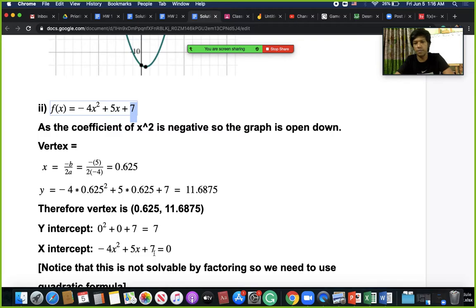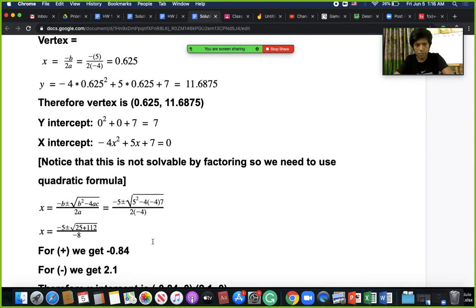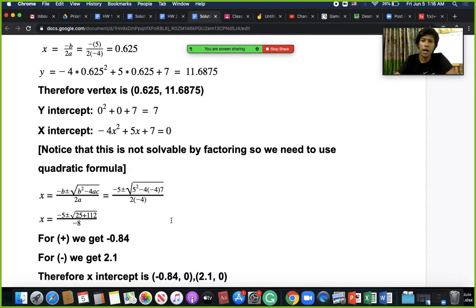And for the x-intercept, here comes the new thing. In this math, and in your homework also, I have intentionally given this math so that you cannot solve it by using normal factoring. Because if you try to factor it, no matter how you try, you never get a solution.